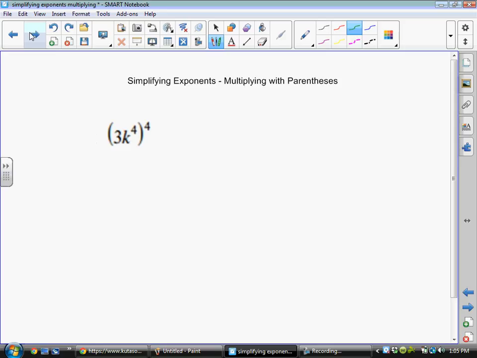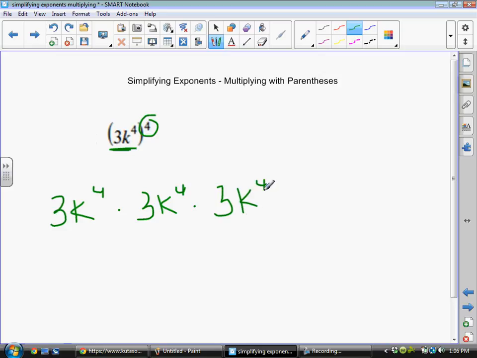So for the number outside of the parentheses, you're going to write the inside stuff that many times. Let's look at another example. I have another 4 out here. I'm going to write the inside stuff 4 times: 3k to the 4th times 3k to the 4th times 3k to the 4th times 3k to the 4th. Looking at our big numbers, 3 times 3 is a 9. 3 times 3 is another 9, so really I have 9 times 9, which gives me 81 for my number stuff.